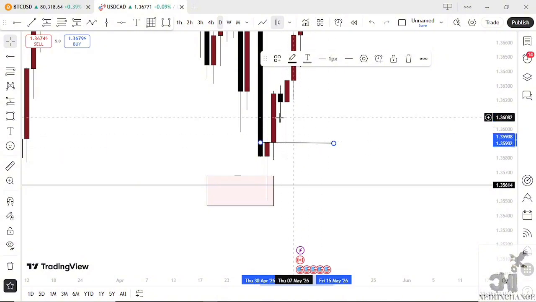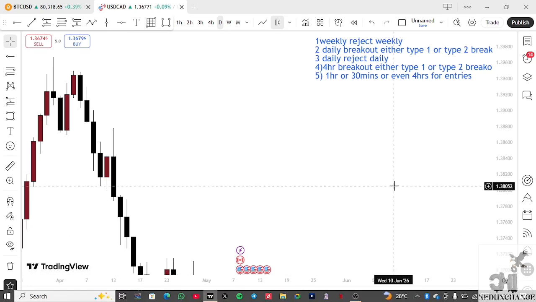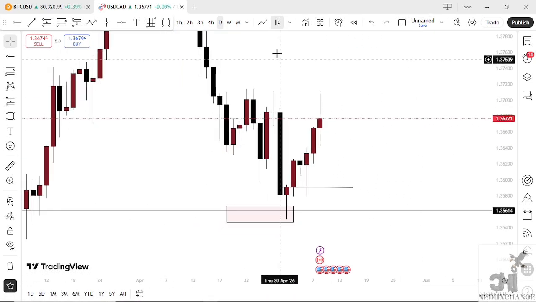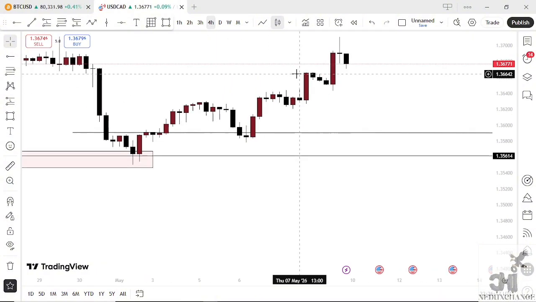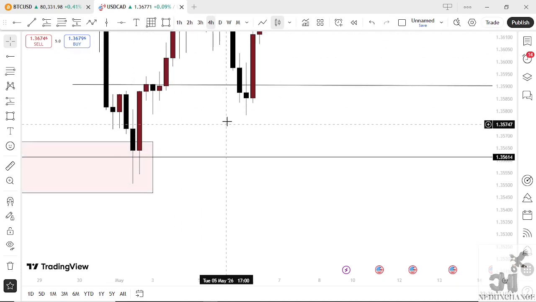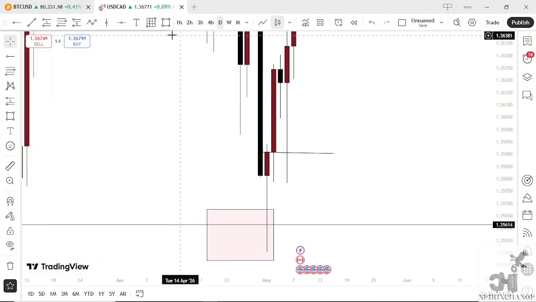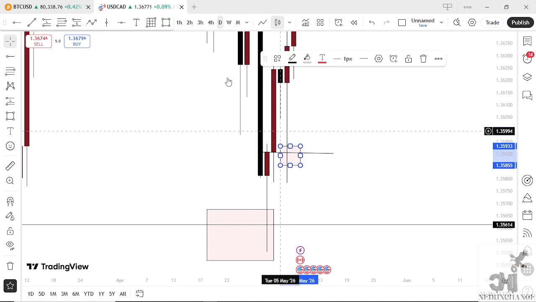Now, after the daily rejection, what are you looking for next? Your 4-hour breakout, type 1 or type 2 breakout. Then you go down to the 4 hours. Let me mark this out so I don't get confused. This was the daily with daily right here.